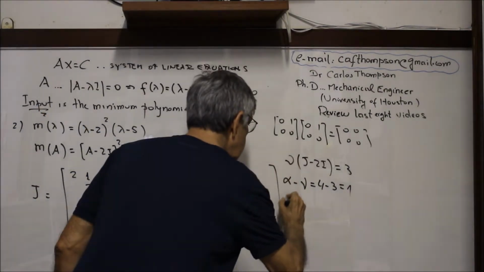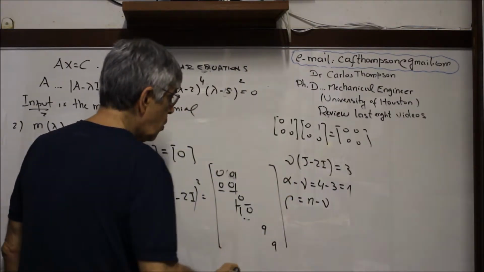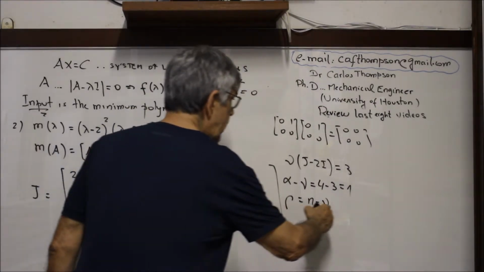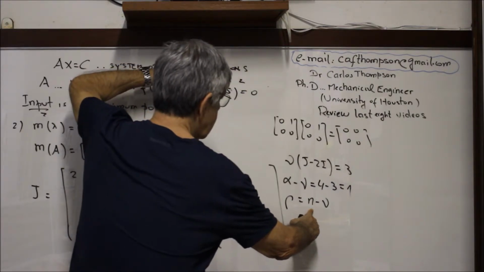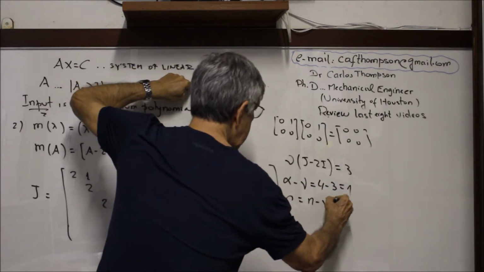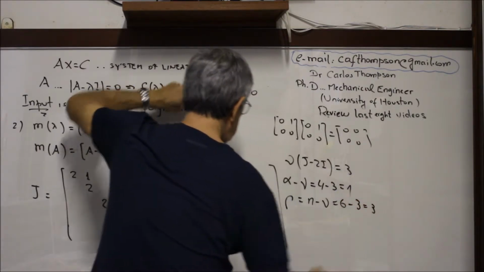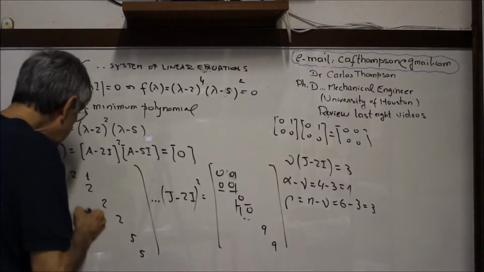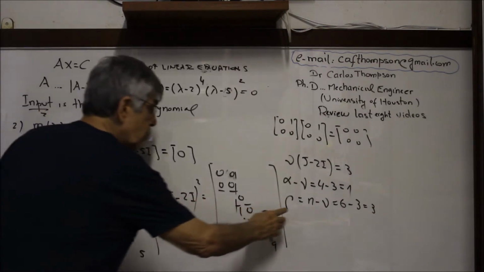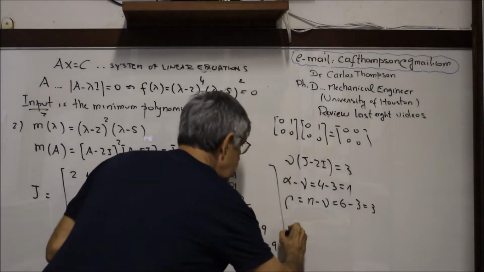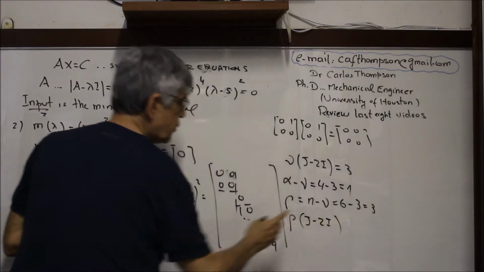Then I have rho is equal to n minus ni. So rho is n minus ni. Now I know ni here, and n is 6. So this will be 6 minus 3. This will be 3. Now look how interesting it is. Look at that. This is not the rank of J. This rank here is the rank of J minus 2I. It's not the rank of J.